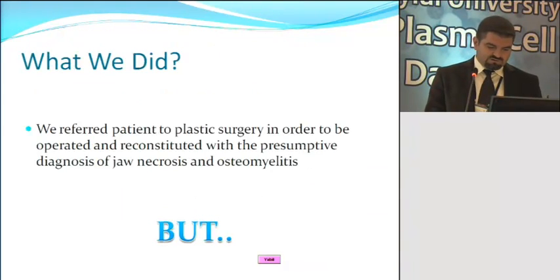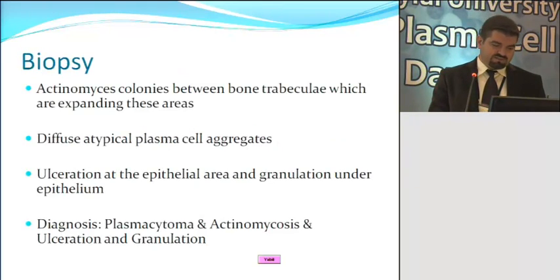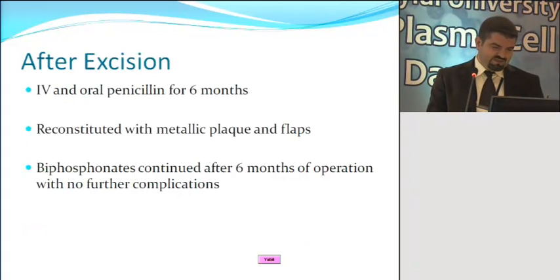What we did, we referred the patient to plastic surgery in order to be operated and reconstituted with the presumptive diagnosis of jaw necrosis and osteomyelitis. But the pathology revealed actinomyces colonies between bone trabecula which are expanding these areas, diffuse atypical plasma cell aggregates, ulceration at the epithelial area and granulation under epithelium. Diagnosis was plasmacytoma and actinomycosis and ulceration and granulation.